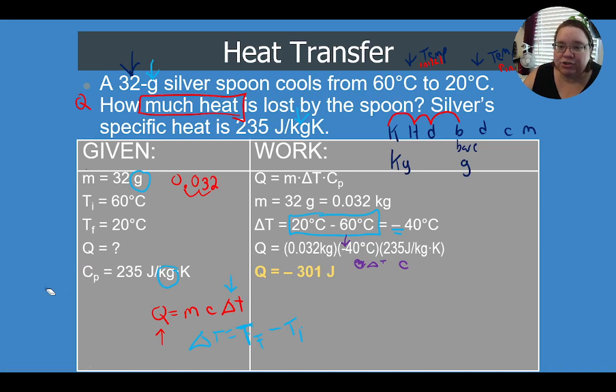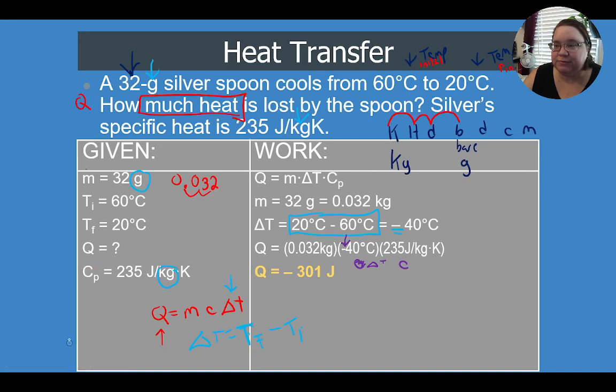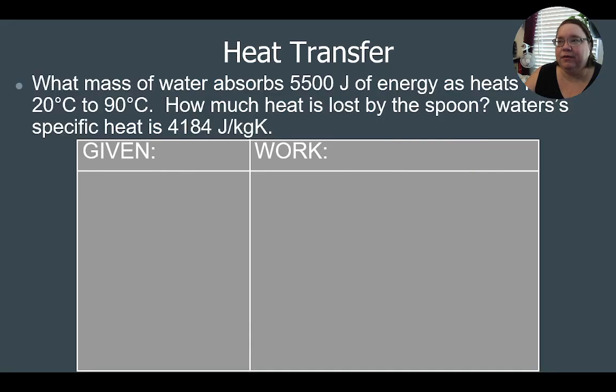Remember that energy has the same unit as work. We've got to have energy to go to work to buy our mom some joules. So the energy released, because of that negative sign, was 301 joules.